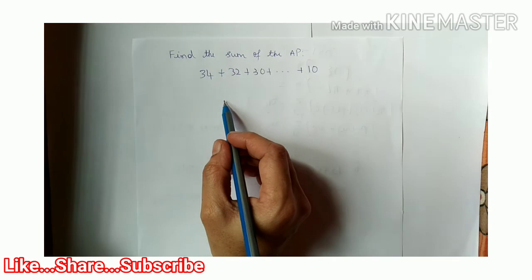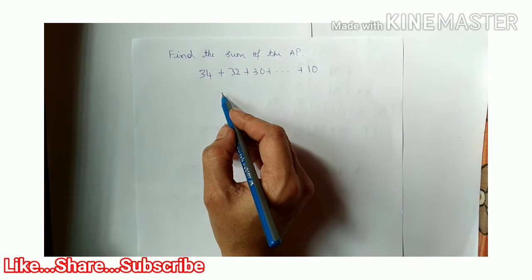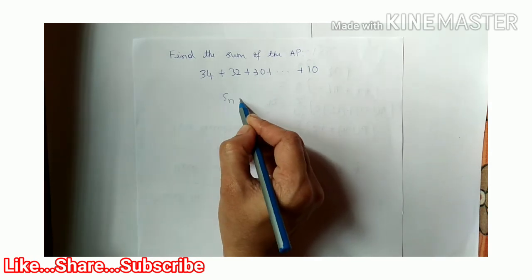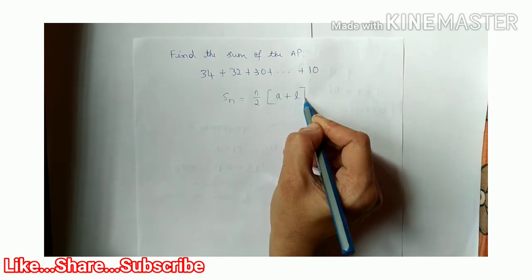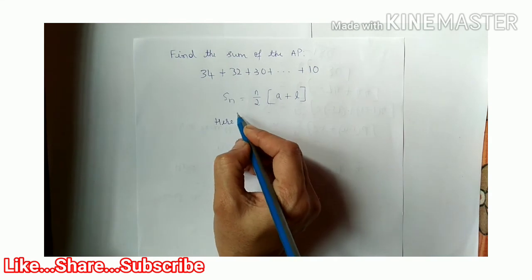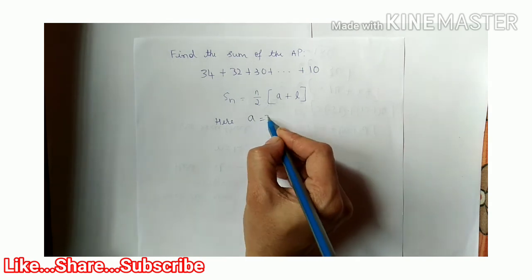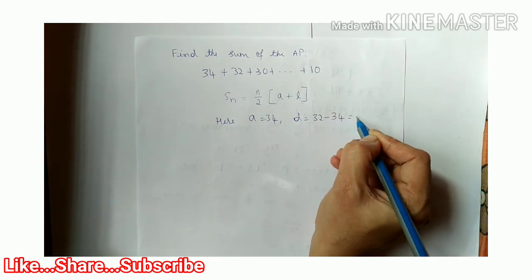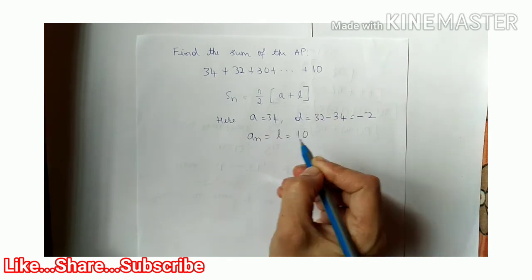Consider one more example. Find the sum of the AP 34 + 32 + 30 + ... + 10. Here also the sum of n terms Sn = n/2 (first term + last term). Here we know the first term and last term. a is 34, d is 32 - 34 = -2, an = l = 10.